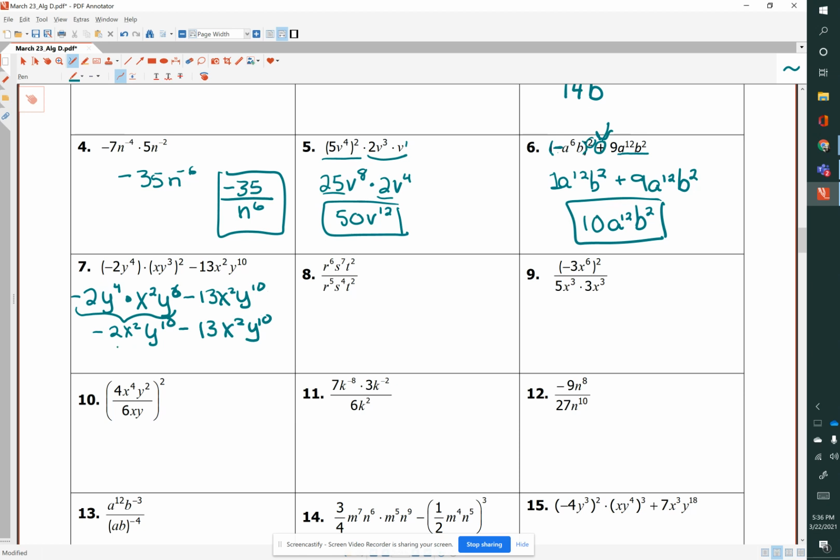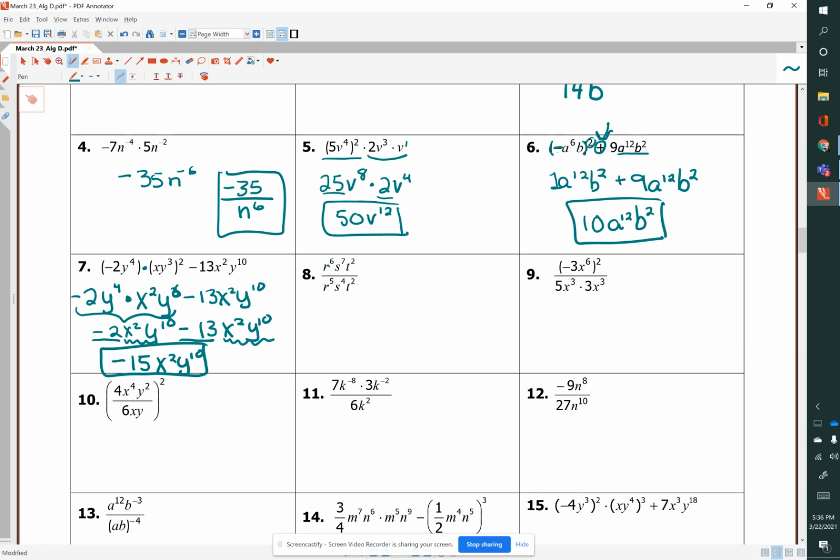Okay, so we've got negative 2 minus 13, because we have like terms here, x squared y to the 10th. Negative 2 minus 13 is negative 15x squared y to the 10th. And don't do what I did. My eyes are going on me, and I missed that little multiplication in the center. So work a little slow with these.